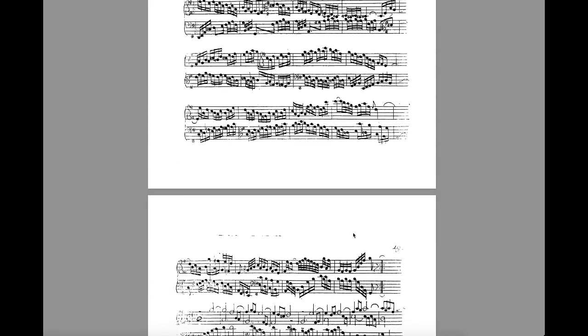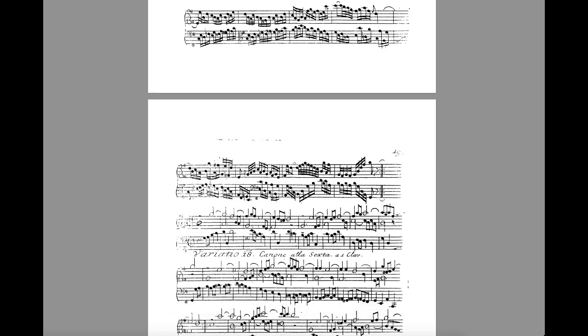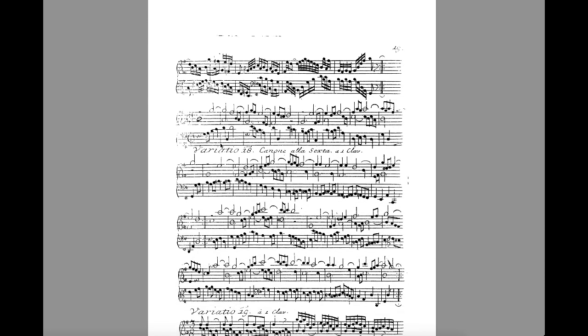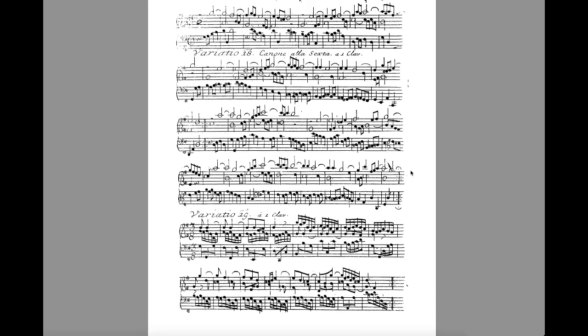So let's see, variation 17 goes on into the next page, and there is a fermata at the end of variation 17. It's kind of faded, but it's very clear that there is a fermata. Now we have variation 18, canon at the 6th. And there is clearly a fermata here at the end of canon at the 6th, variation 18.